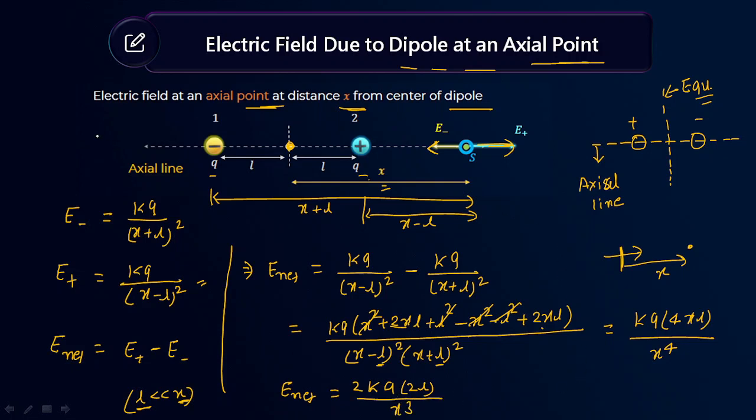Now we know that dipole moment P is how much? P is equals to Q into 2L. So this term is what? P only. So we can write 2KP divided by X cube. Now we got positive, that means can I say that it is along the dipole? So if dipole is in this direction, so here electric field will also be in the same direction. So we can add the vector sign, this will be our answer.